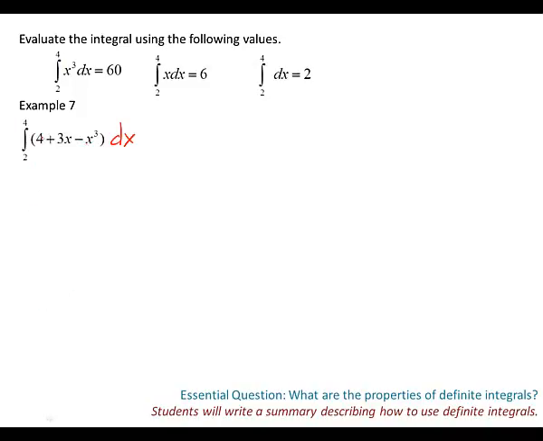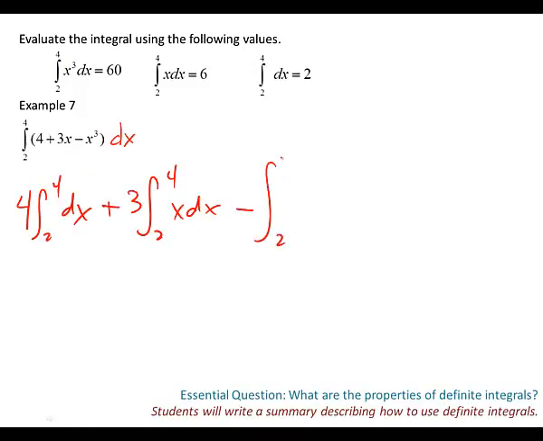All right, so when I see the coefficient, where can we automatically put the coefficient? In front. So I'm going to do that as we go through here. So I've got 4 from 2 to 4 of dx plus, I'm going to put the 3 in front, 3 from 2 to 4 of x dx minus from 2 to 4 of x cubed dx. So I tried to eliminate a line of work for us by putting the coefficients in front right away.